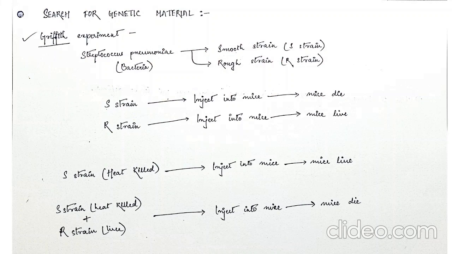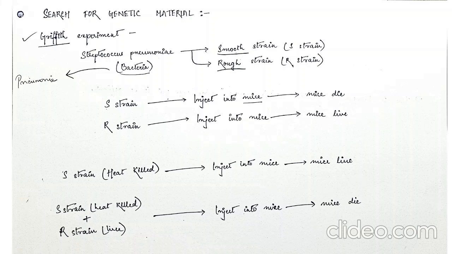Experiment 1, 2, 3, and 4. Now, Griffith basically carried out his experiments using a bacteria and a group of mice. This bacteria was Streptococcus pneumoniae. Now, we can infer from the name, this bacteria was the causative agent of pneumonia. Griffith took two forms of this particular bacteria. One was the smooth form and one was the rough form.